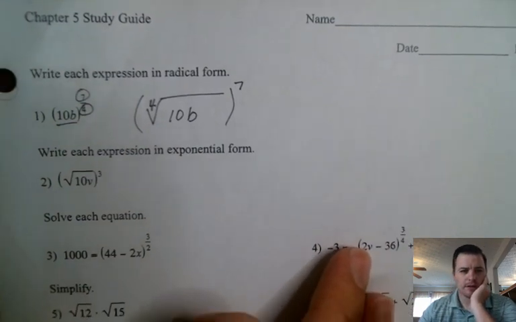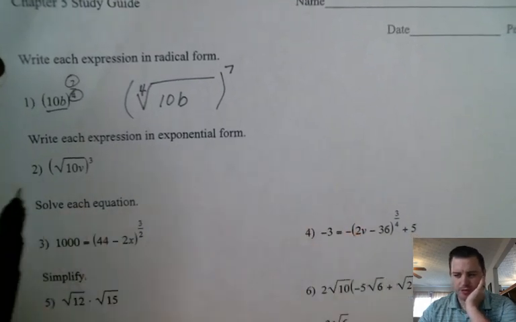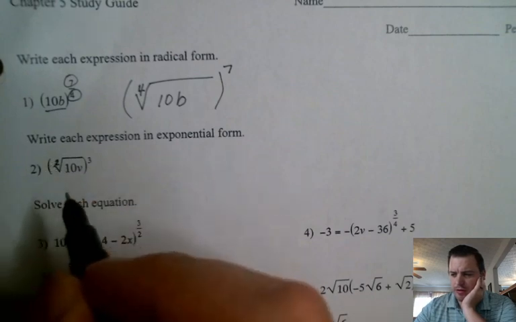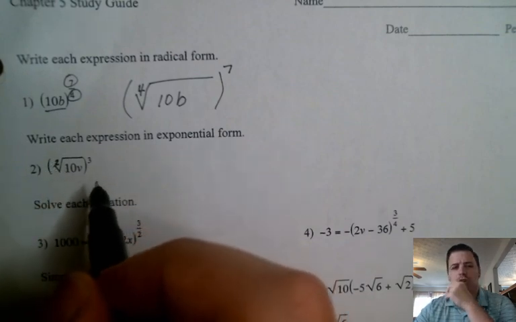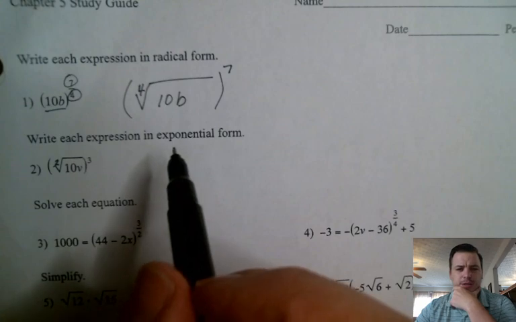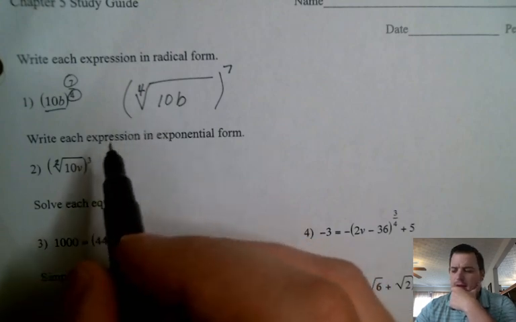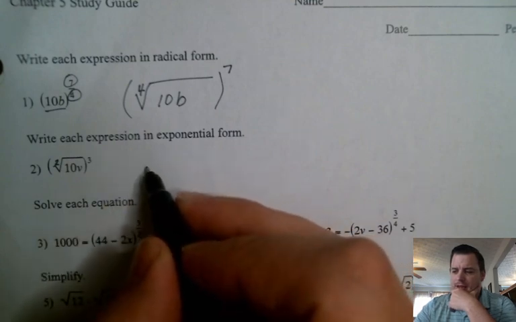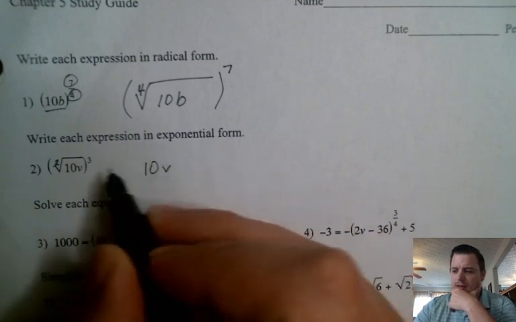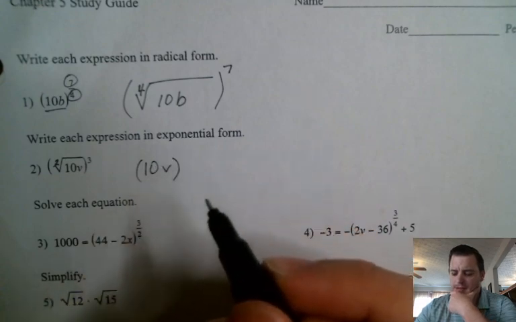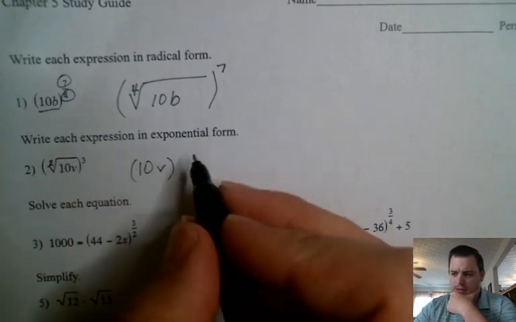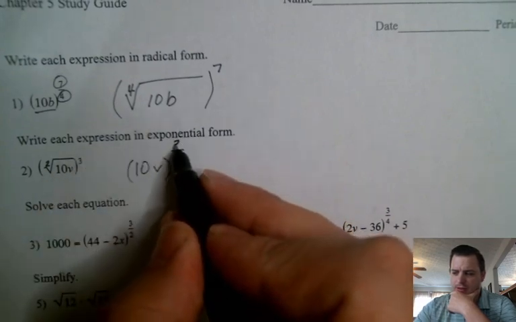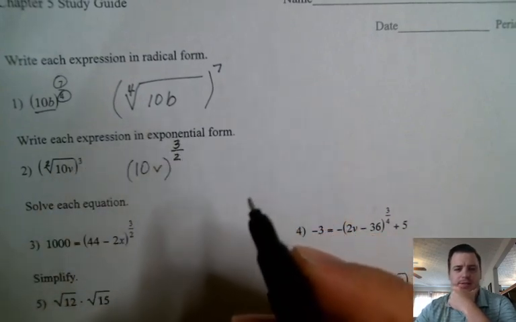All right, looking at number 2. If you have a question, just type it in the chat box. Number 2, the square root. We know there's a square there. The square root of 10v all cubed. It says write each expression in exponential form. So exponential form takes it back to what it looks like up here. So I'm going to have to say 10v is what's here. I put it in parentheses. The index is 2, so that's our denominator. And then the outside is 3. So 10v to the 3 halves.